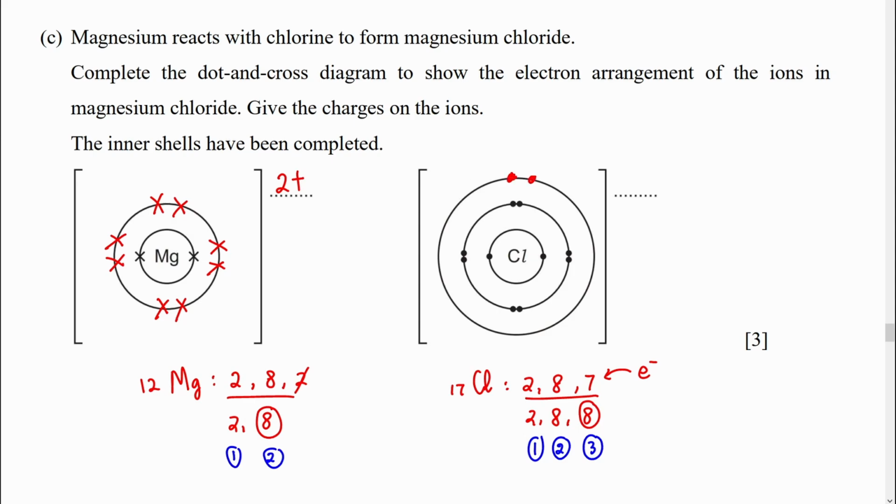So 1, 2, 3, 4, 5, 6, 7, and the last electron, you gain it from another atom, right? It is not from your cell, but it is from another atom. So that's why we cannot use dot for the last electron, but we are using cross. Okay? And how many electrons that you gain? You gain 1 electron from another atom. So that's why the charge here is -1.